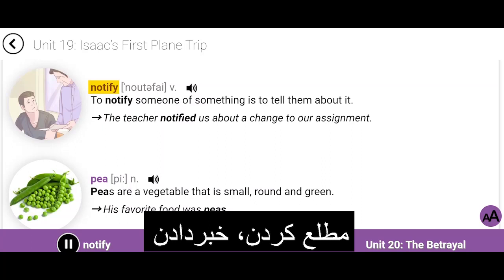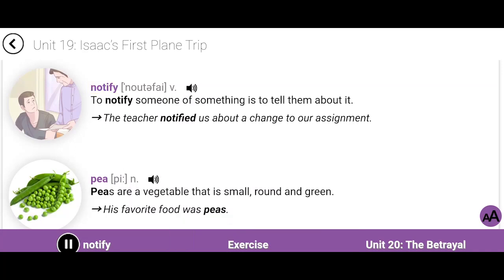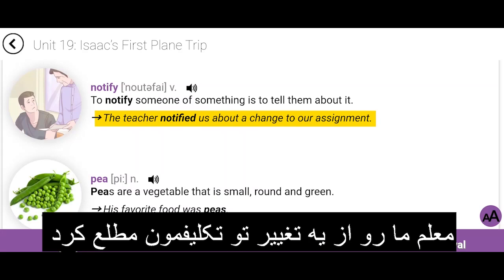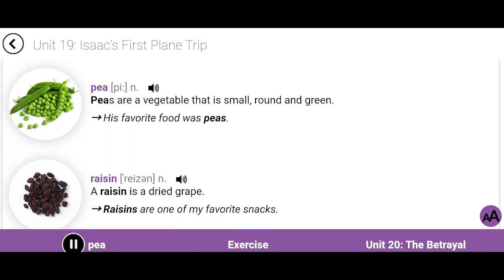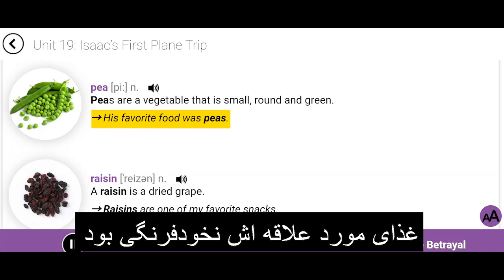Notify. To notify someone of something is to tell them about it. The teacher notified us about a change to our assignment. Pea. Peas are a vegetable that is small, round, and green. His favorite food was peas.